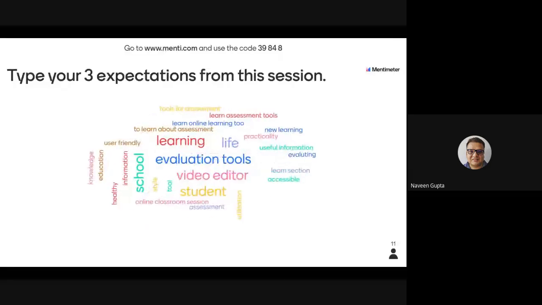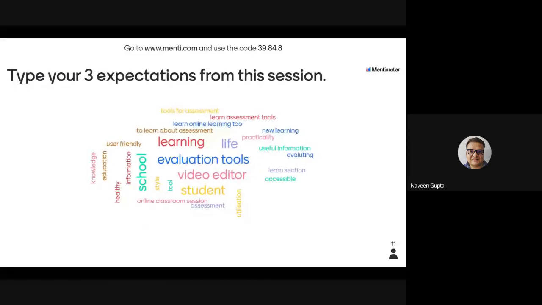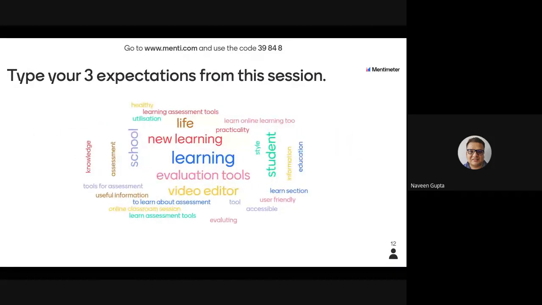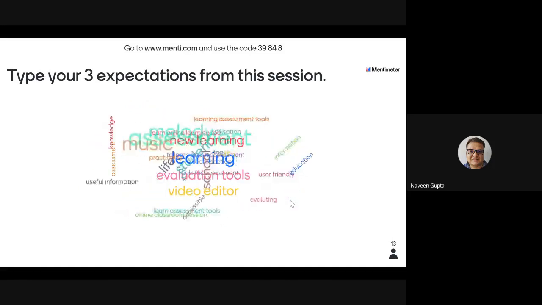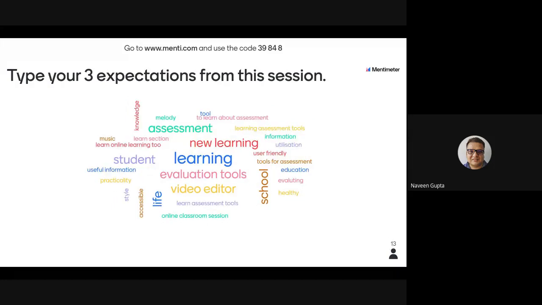So everyone can see, this is the first question wherein I am asking, 11 people have filled this. Whatever word is being filled the maximum number of times will automatically bounce up in the word cloud. Like say the people are filling learning, more of learning, life, new learning, style, learn section, user friendly. So automatically you can see it's a real time assessment.